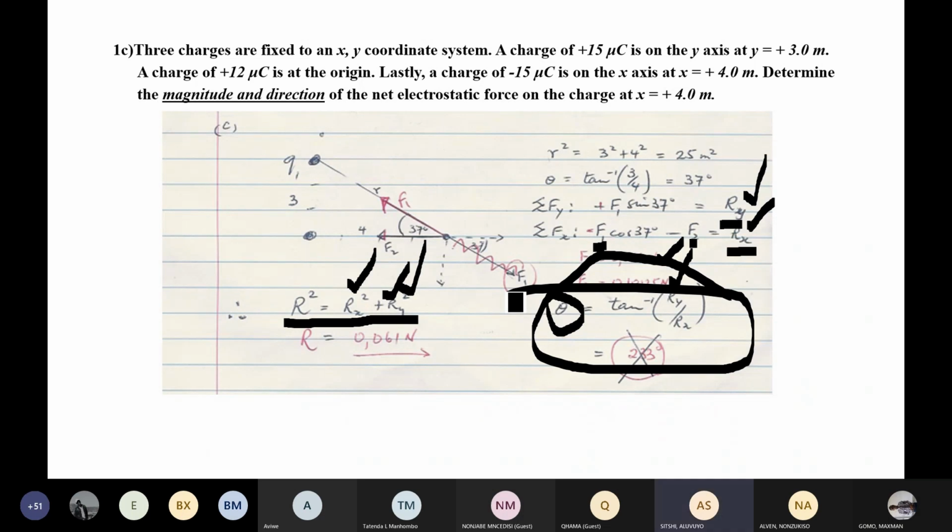Sorry, sir, can you please repeat the X component?